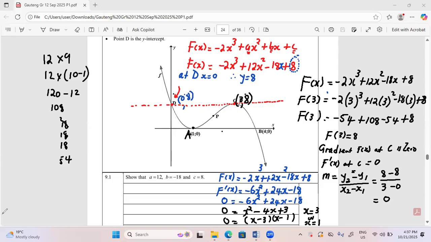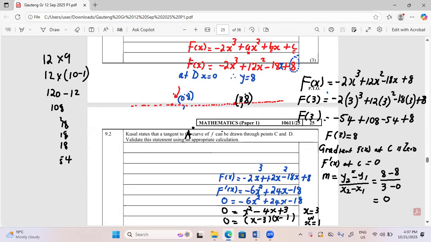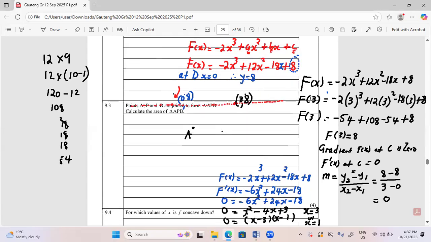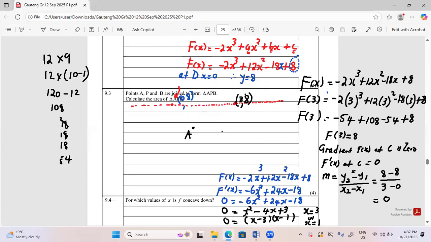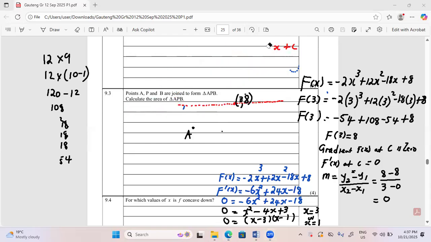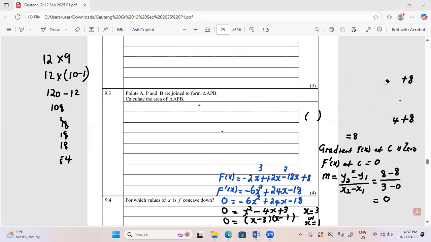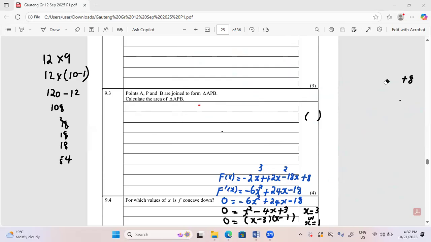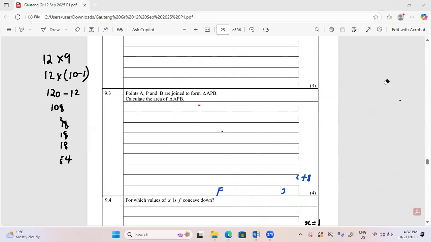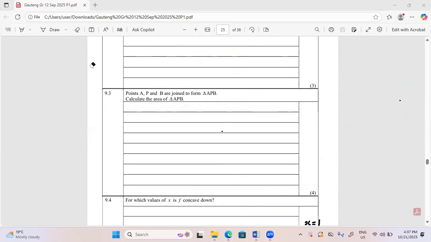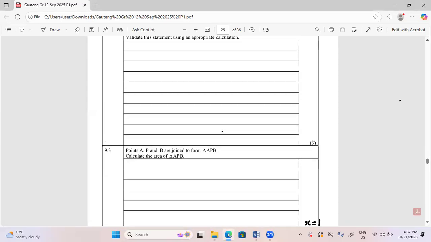So let's answer question 9.3. Believe you me, 9.3 is so interesting. They say the points A, P, and B are joined to form the triangle APB. So let us join the points A, P, and B to form the triangle APB.